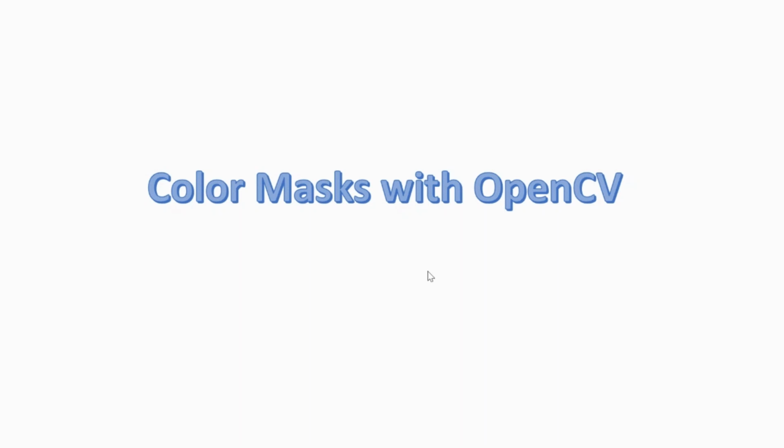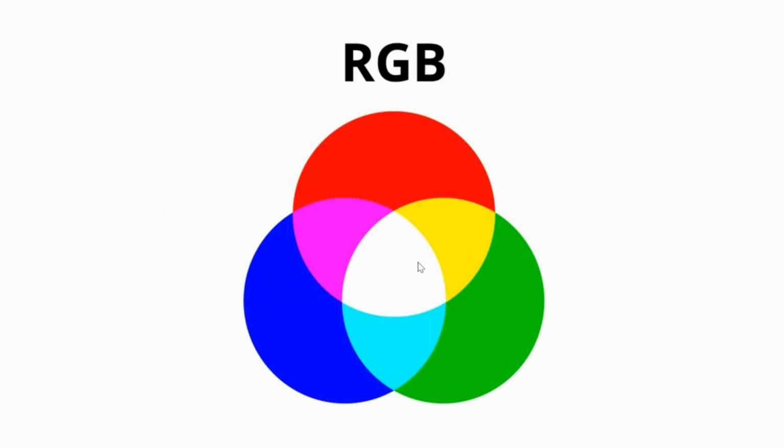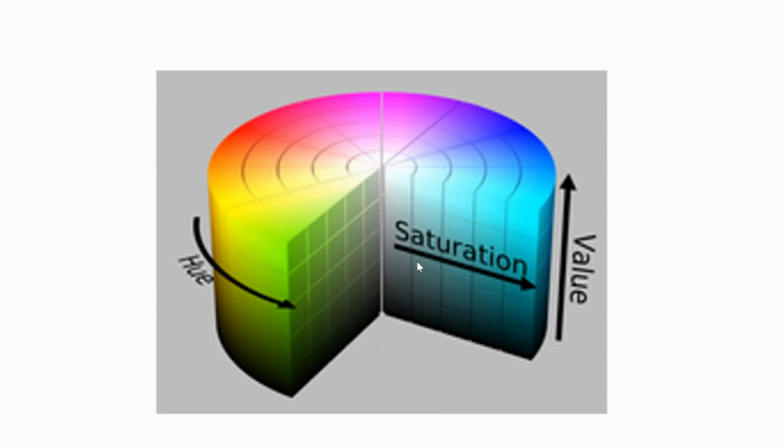In this tutorial, we are going to see how to identify a particular color from a video. In the previous video, we saw OpenCV reads the image in the RGB file format. But now we are going to introduce you to a new file format, which is HSV. HSV is nothing but hue, saturation and value.